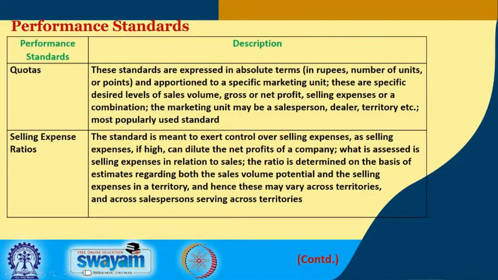So what is assessed is selling expenses in relation to the sales, and the ratio is determined on the basis of estimates regarding both the sales volume potential and the selling expenses in a particular territory, and hence the selling expense may vary across territories and across salespersons serving in different territories, because the expense conditions may vary. Tier 1 and tier 2 cities may be more expensive than tier 3 cities in terms of travel, boarding and lodging, and entertaining clients. So the selling expense ratio varies across territories and across salespersons.